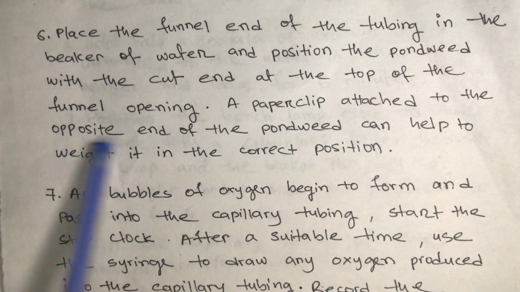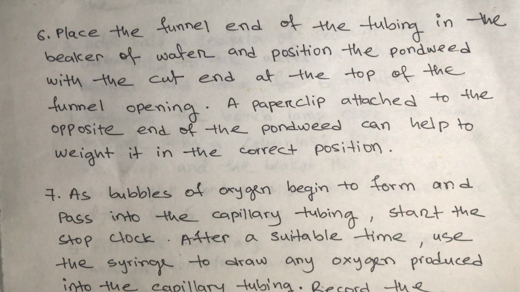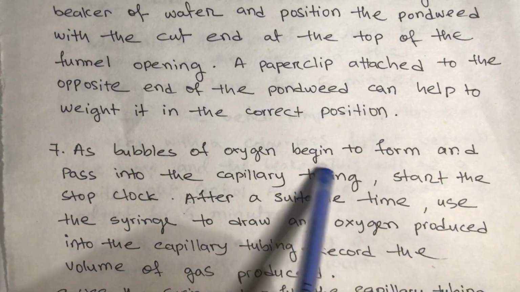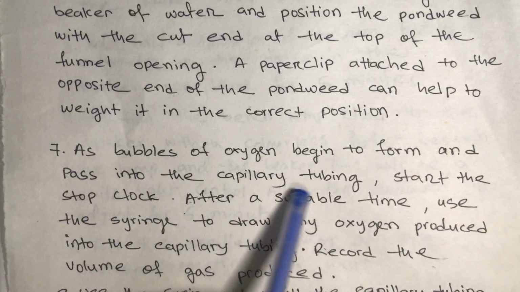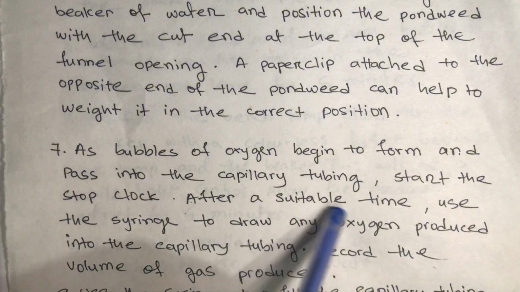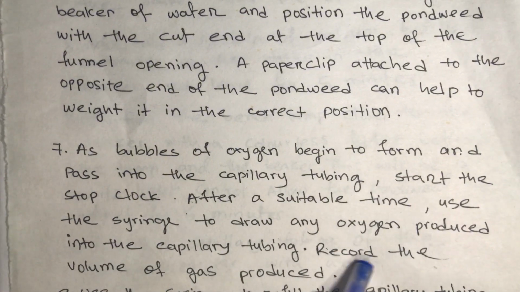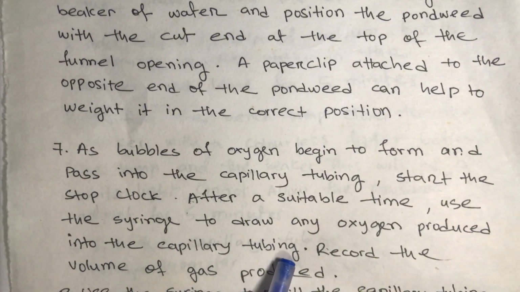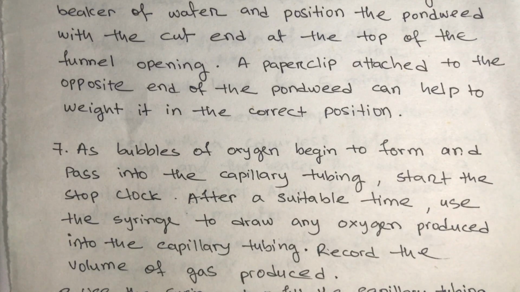A paperclip attached to the opposite end of the pondweed can help to weight it in the correct position. Same as before, we need to place the pondweed upside down so that oxygen can go out from the cut end to the capillary where the oxygen volume is measured. As bubbles of oxygen begin to form and pass into the capillary tubing, start the stop clock after a suitable time. Use the syringe to draw any oxygen produced into the capillary tubing. Record the volume of the gas produced.